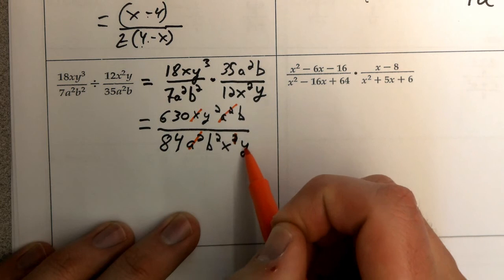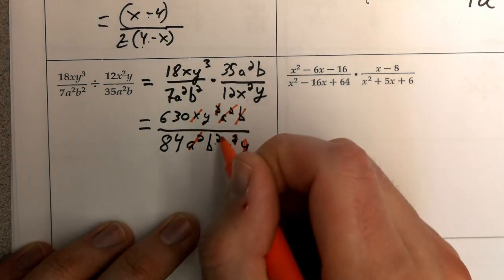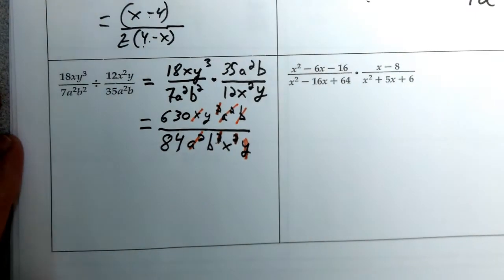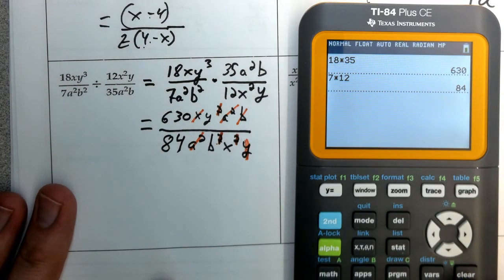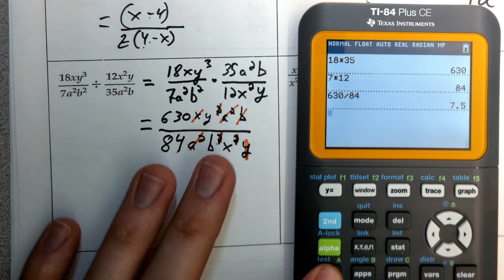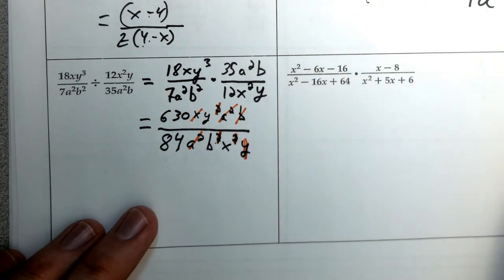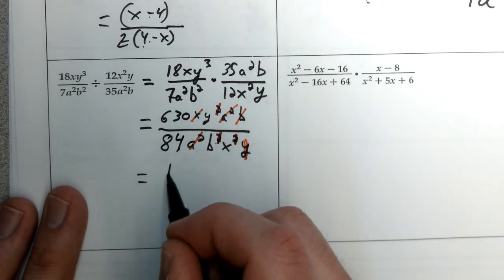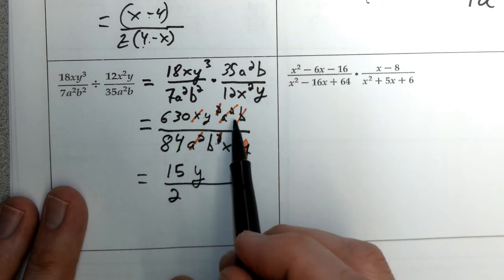I have y squared over y, so that y is gone, and this will be to the 1 power. And b over b squared, that b is gone. This will be to the 1 power. And so I can rewrite that. And then I can simplify the fraction. So in my calculator, I'm going to do this in Desmos as well. If you just type in 630 divided by 84, you get 7.5. And on this calculator, it would be math fraction, and you get 15 over 2. 7.5 is fine for an answer as well, but the fraction is nice because it stays in the form of the rational expression. So I can write 15 on top, 2 on the bottom. On top, I have a y to the 1 power, and that's it.